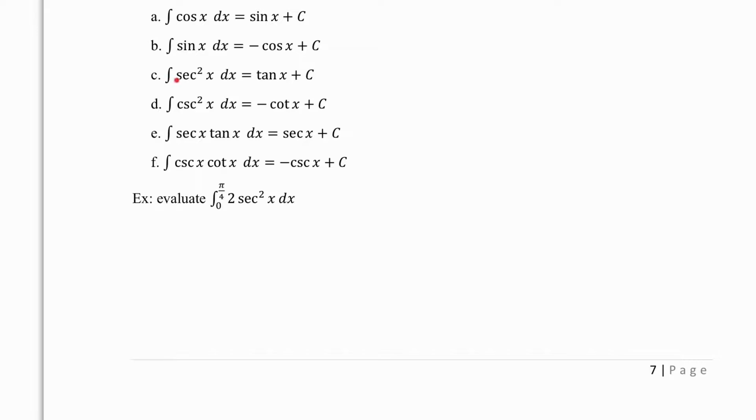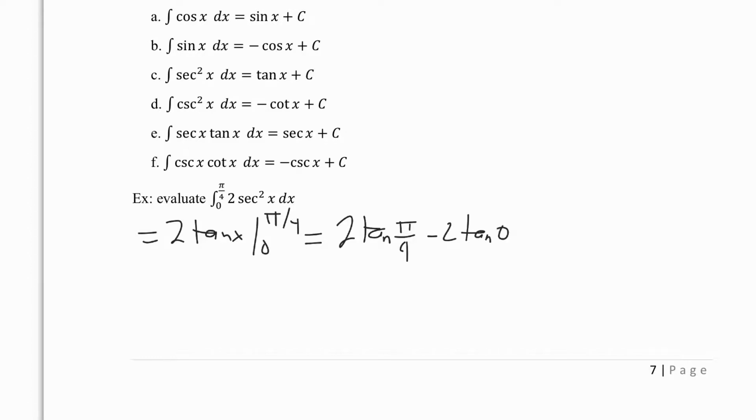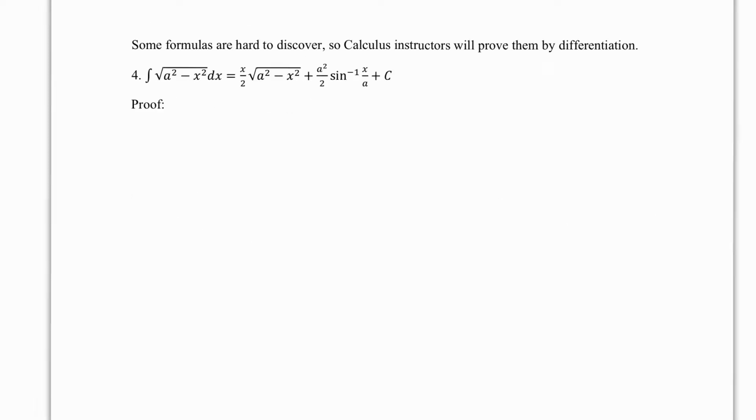Well, if we look at our list here, the integral of secant squared will be tan. So we'll get 2 tan from 0 to pi by 4. So that'll give us 2 tan pi by 4 minus 2 tan 0. Well, tan of 0 is just going to be 0. So we'll get 2 times 1, which is just 2.